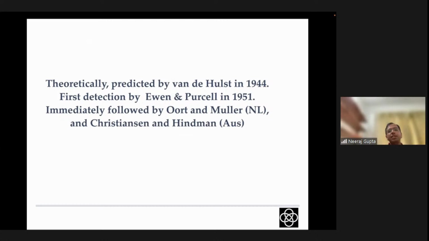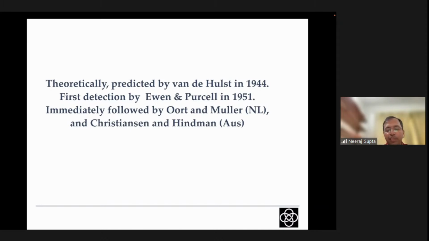The presence of such a line was theoretically predicted by Hendrik van de Hulst in 1944. He carried out this work as part of his PhD thesis under his supervisor Jan Oort. He realized that if a transition of neutral hydrogen existed, then it would be a very useful probe to look at neutral hydrogen in our own galaxy.